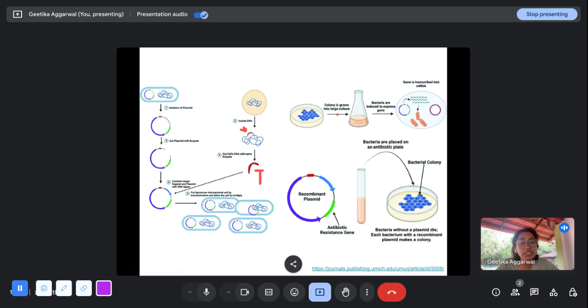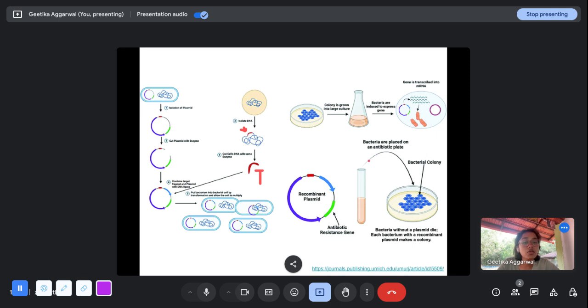So this is the recombinant plasmid, as we see here also. It has an antibiotic resistance gene here in green. So what you do is you then put the bacteria on an antibiotic plate. All of the bacteria which do not have the plasmid, or which did not get the gene properly, will die, and only the cells that have the plasmid will grow on this plate.